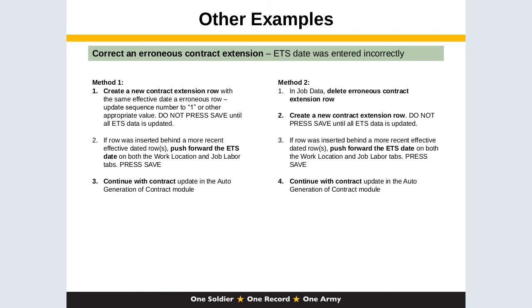If you update the work location tab, the projected end date field, and then press save, the contract is going to generate. But guess what? You didn't have a chance to update the job labor tab, which is the field that's going to feed the downstream system with the new ETS date. So the save button will trigger the contract to get generated. That's why it's important for you to include all the ETS data before pressing save.